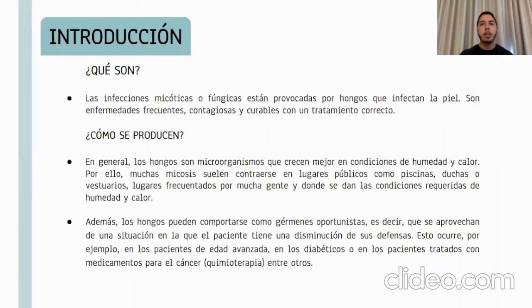In addition, the fungi are germs that are very opportunistic, so they attack patients with very decreased defenses. This will be the elderly, patients with diabetes, or patients that are taking cancer drugs.